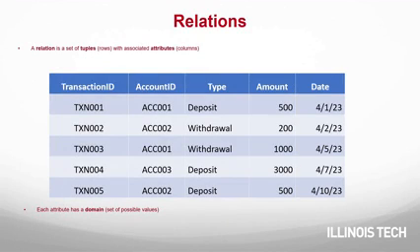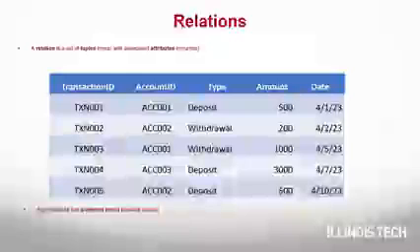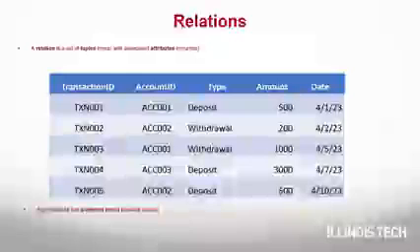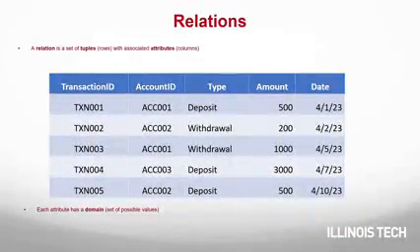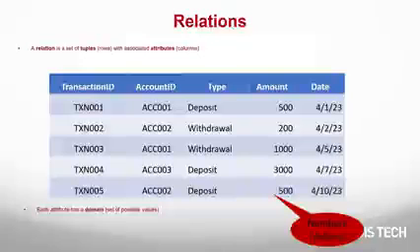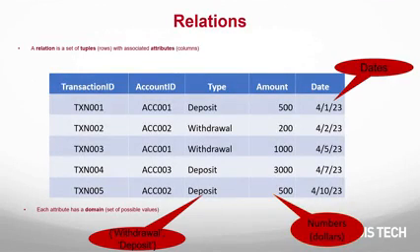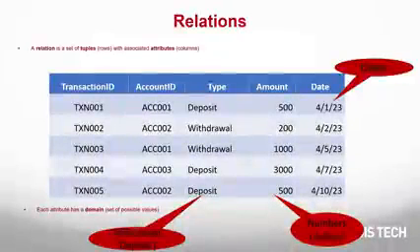Now, each of these attributes, represented here on the columns, transaction ID, account ID, type, amount, and so forth, has a domain, which is its set of possible values. You can think of the domain as something like a type in programming languages. Different attributes will have different domains. For example, for amount, the domain is numbers representing amounts of money. Similarly, the type can be either a withdrawal or a deposit as a string. The date attribute's values are dates.